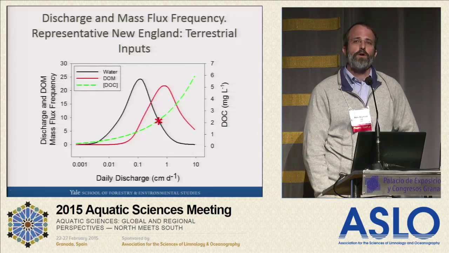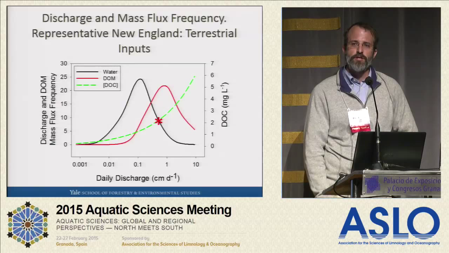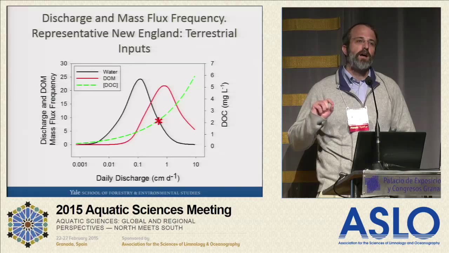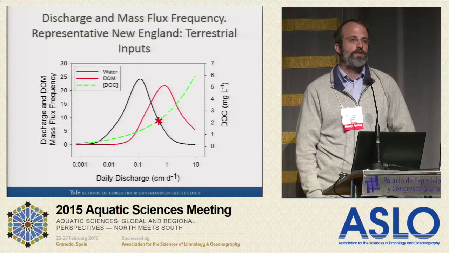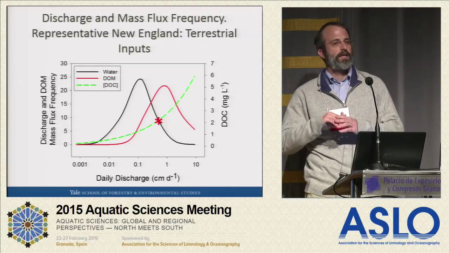So your most frequent daily discharge is 0.1 centimeters per day. An interesting thing that hydrologists have done is plot that green curve, which is the concentration change with discharge over time. And that star is where those two points intersect. That's what they call the effective discharge, and that's when your watershed is doing the most work for moving DOM off the landscape. So it's sort of optimizing how frequent the events are versus how high that concentration gets.